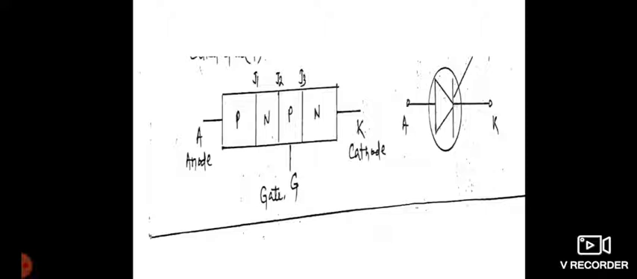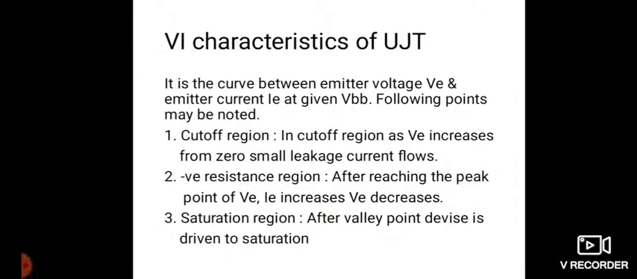Now, the next question is the VI characteristics of UJT. The VI characteristics of UJT is the curve between emitter voltage VE and emitter current IE at a given VBB. VBB stands for the voltage between base 1 and base 2. From the characteristics, we can note the following points here.